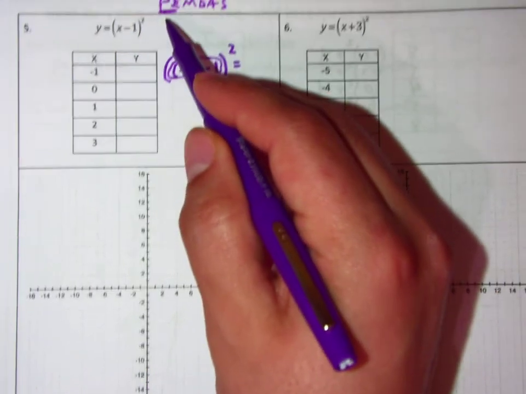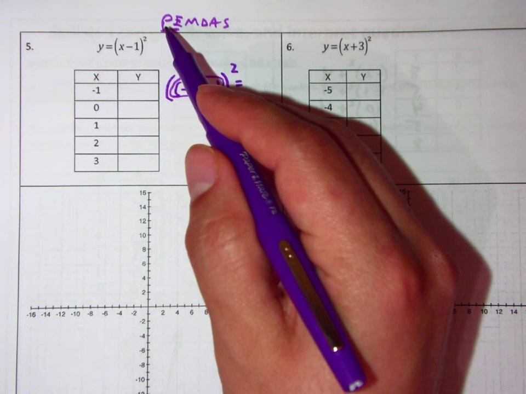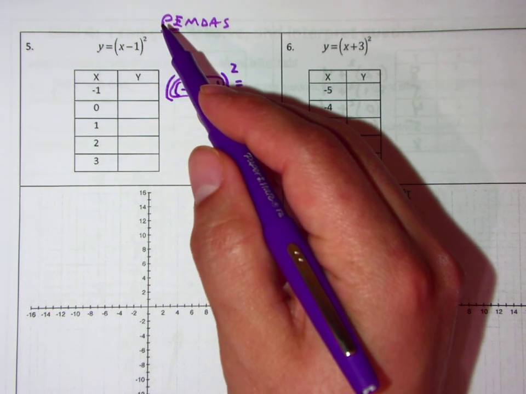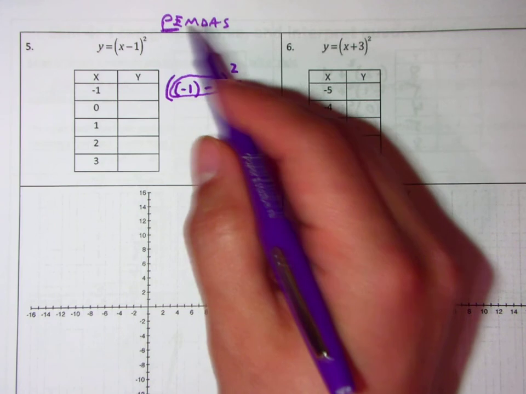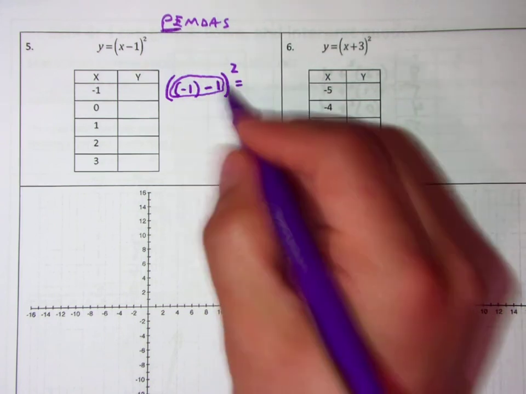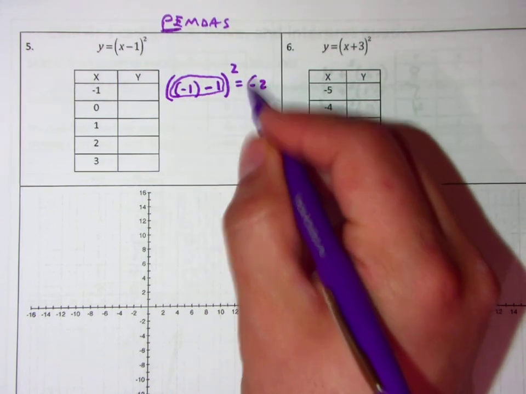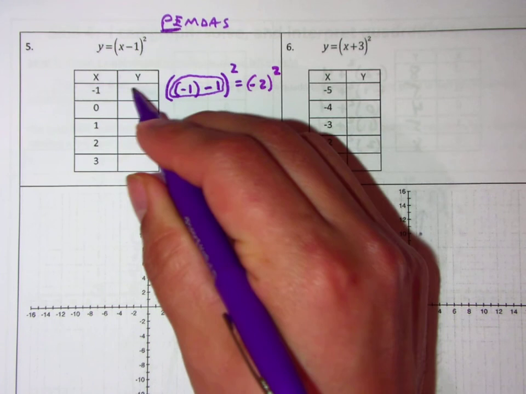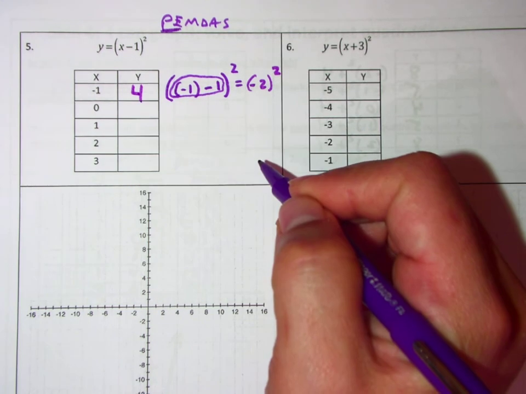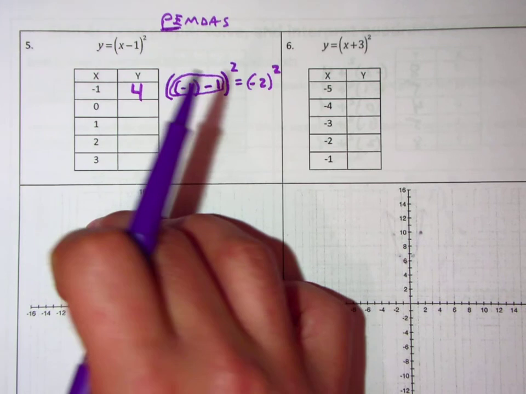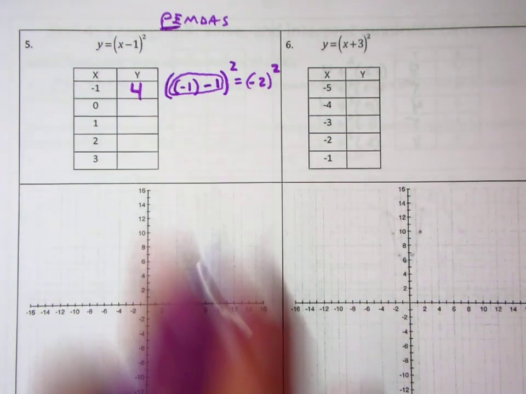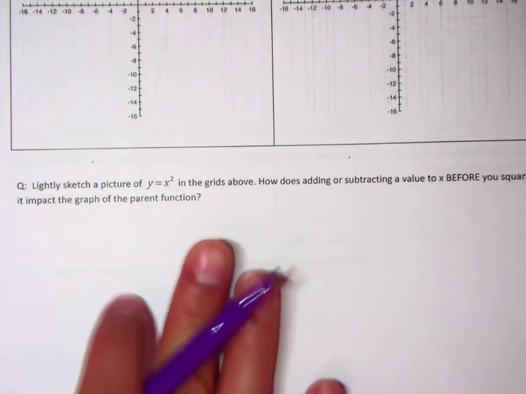Parentheses, or grouping symbols. Some people use GEMDAS. Parentheses come first, and then exponents. So you would do this first, which is going to be -2, and then you square it, and you get 4. Okay, so again, that's what it looks like. You're going to do that for the rest of the table, draw the picture, and then also do the same thing with number 6, and then answer the question here on the bottom of page 94.